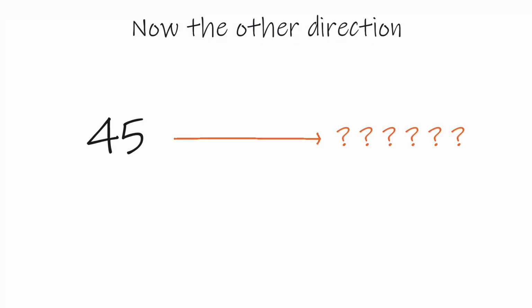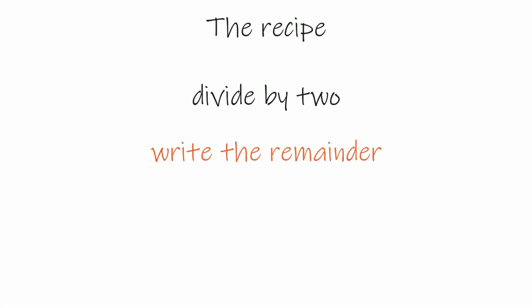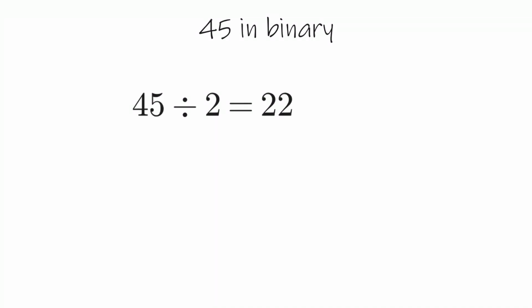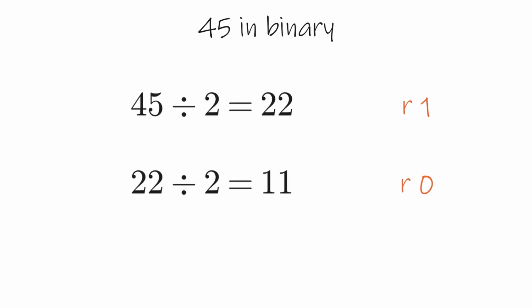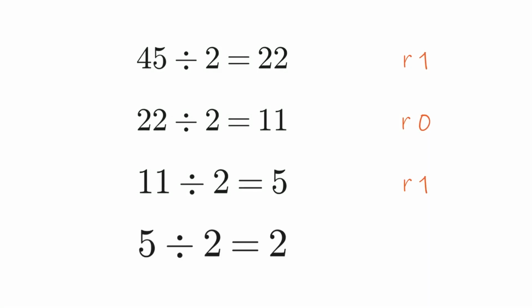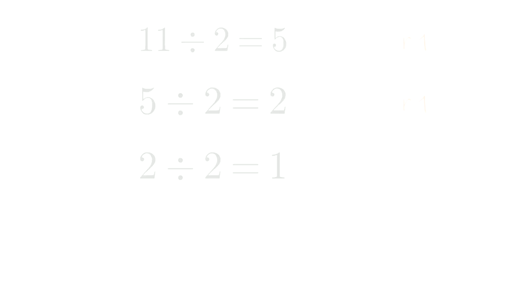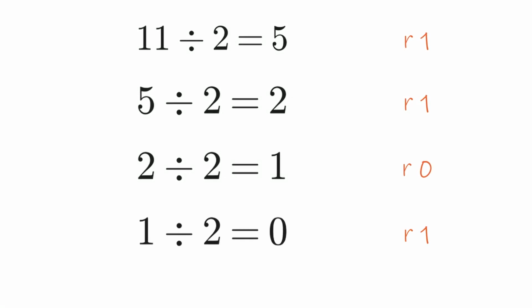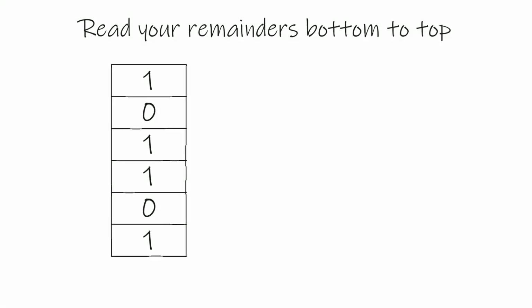Now the other direction. I hand you 45 and ask for binary. How? Divide by 2, whole number division. Write the remainder. Repeat until 0. 45 over 2 is 22, remainder 1. 22 over 2 is 11, remainder 0. 11 over 2 is 5, remainder 1. 5 over 2 is 2, remainder 1. 2 over 2 is 1, remainder 0. 1 over 2 is 0, remainder 1. Read your remainders bottom to top.